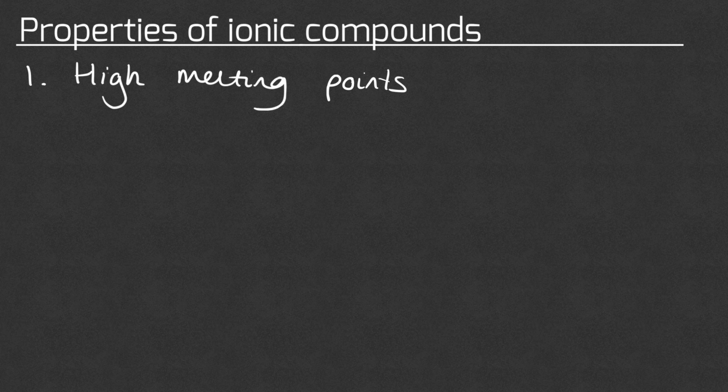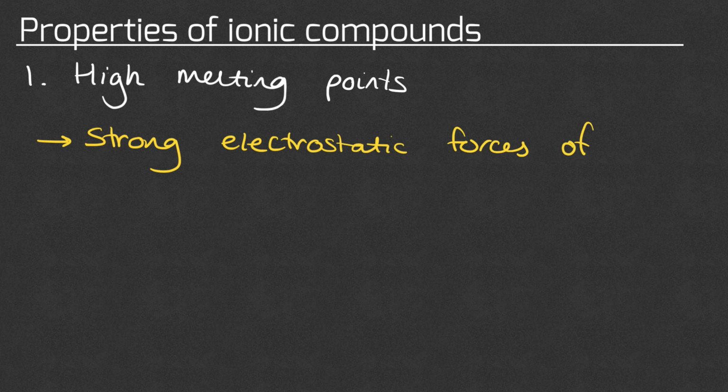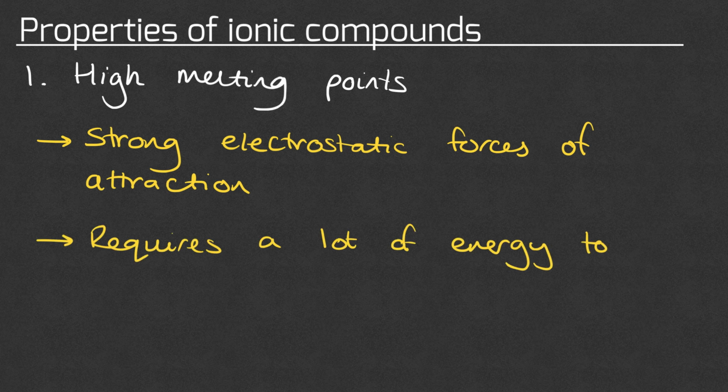Ionic compounds have got high melting points. This is because the electrostatic forces of attraction are very strong. If the forces of attraction are very strong, this means a lot of energy, a lot of heat energy, therefore a high temperature, is needed to overcome those forces of attraction, therefore giving it a high melting point.